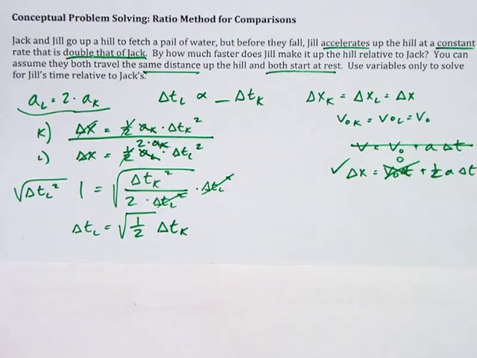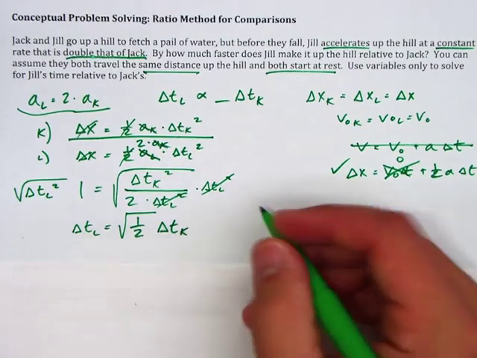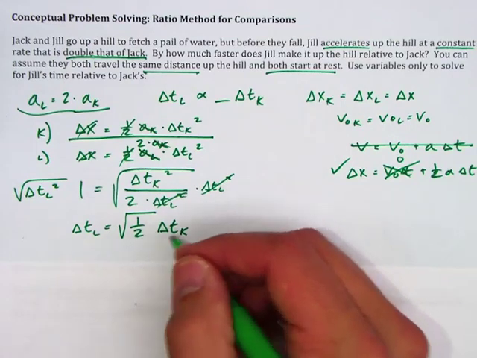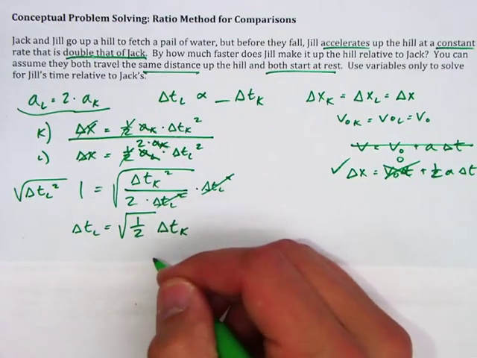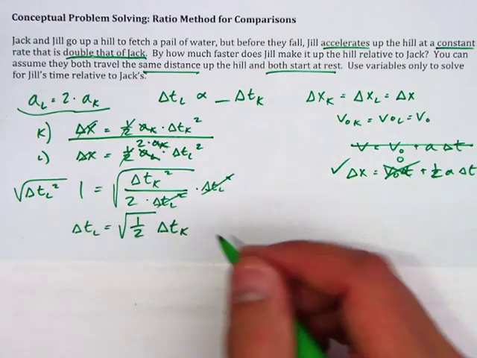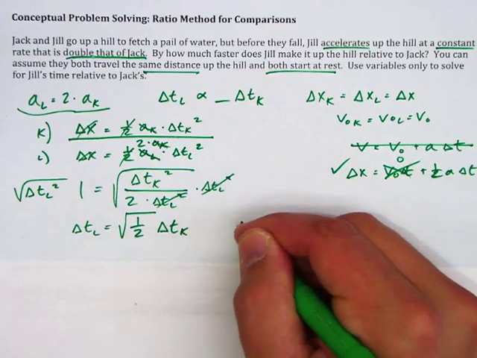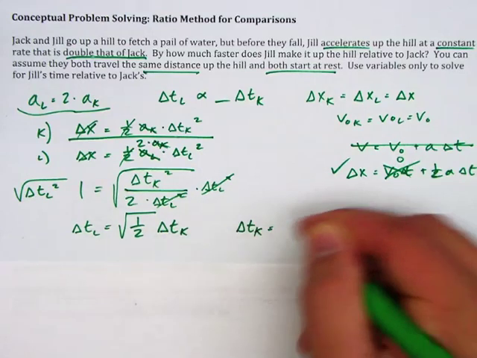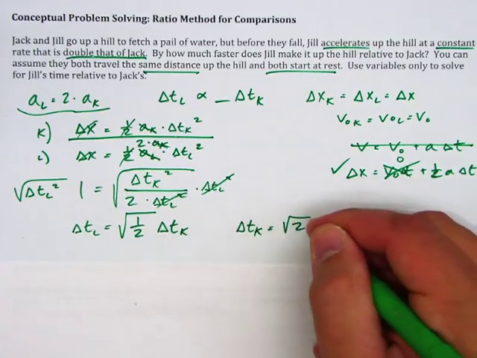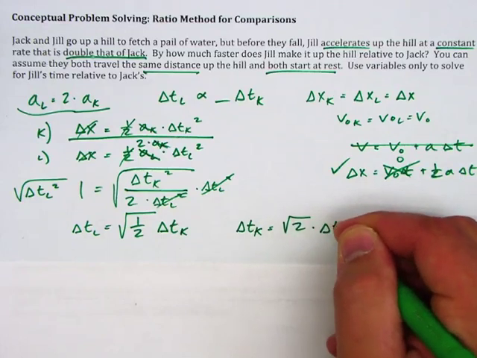I could also express this in terms of Jack. I can multiply or divide by square root of 1 over 2, which would give me root 2. I could say Jack's time would be square root of 2 longer than Jill's time.